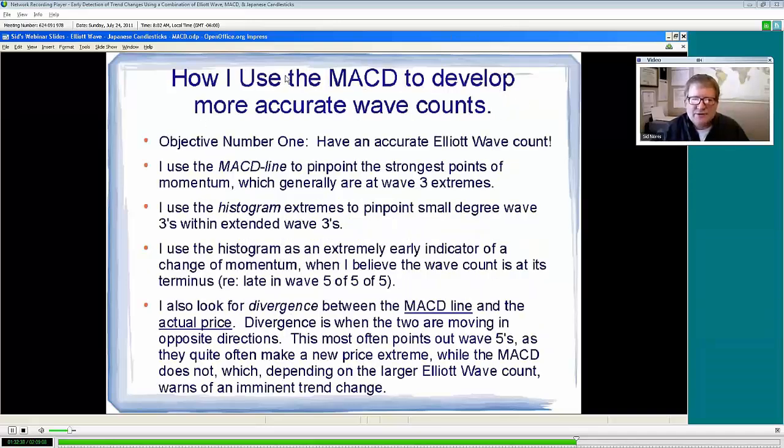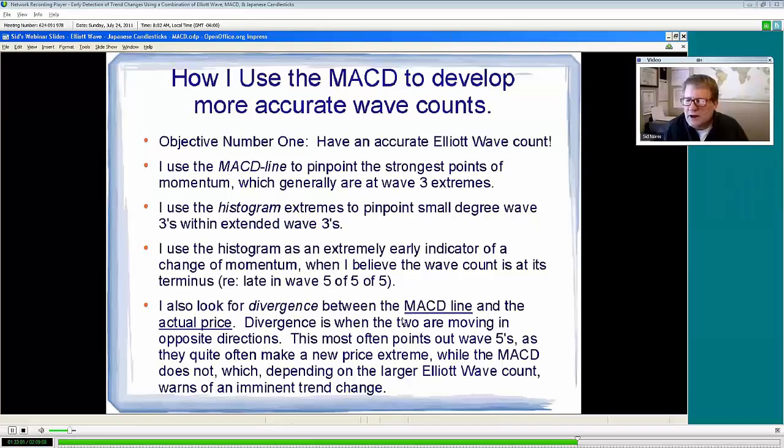So, how I use the MACD to develop more accurate wave counts. We've got half an hour from here to really dig in to this part of the webinar. And objective number one: have an accurate Elliott wave count. So how do you do that? Well, the MACD helps a ton.